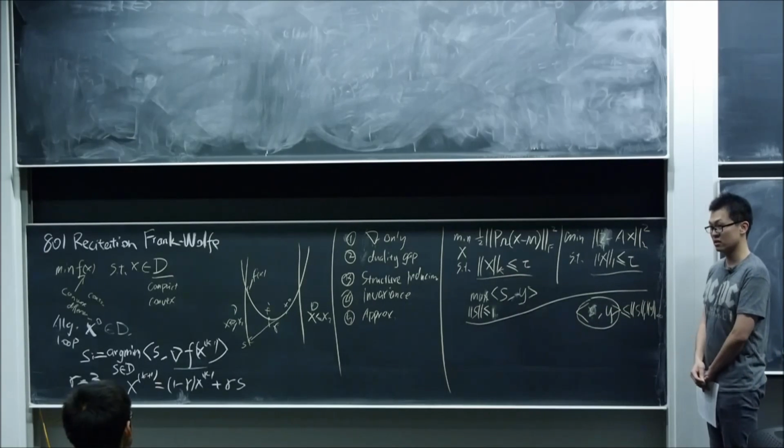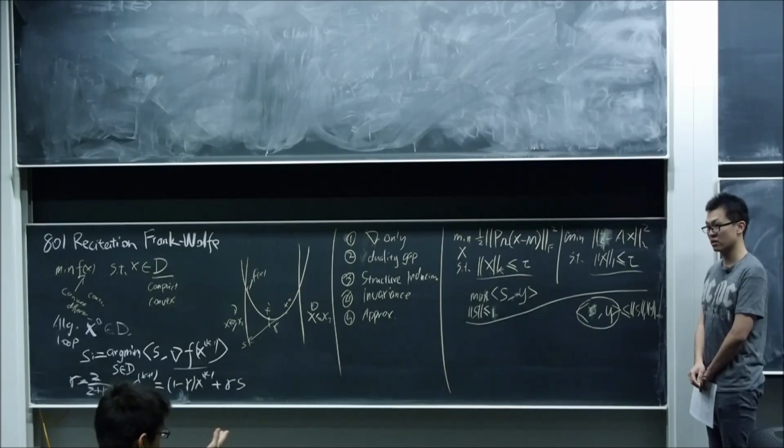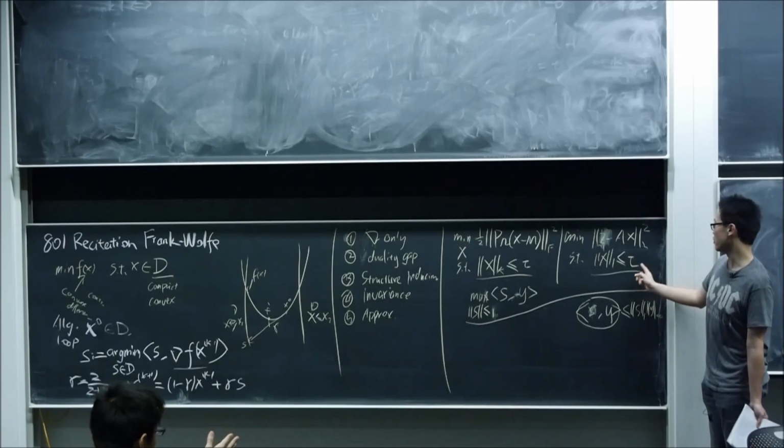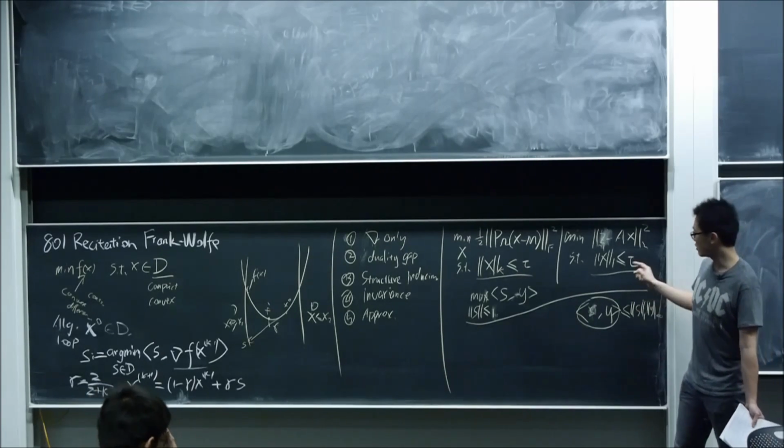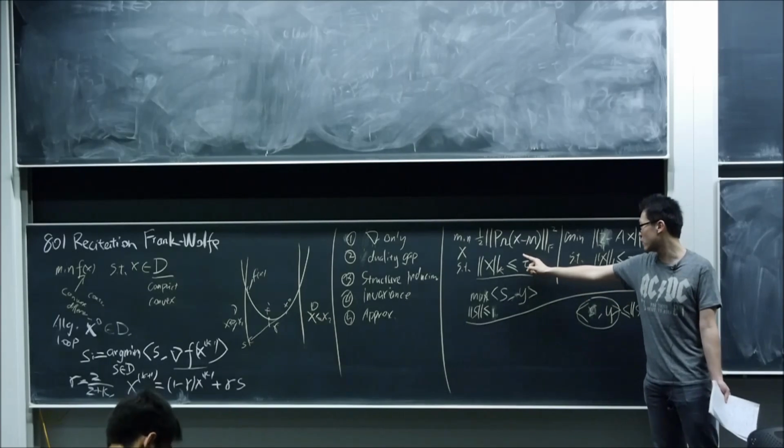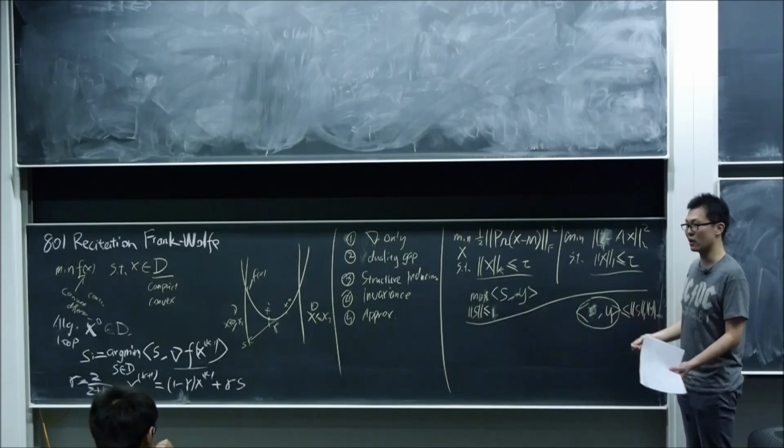So computing this doesn't save you much, right? For this, it doesn't save you much, but for nuclear norm, it saves you a lot.